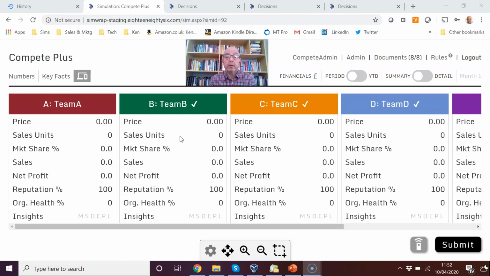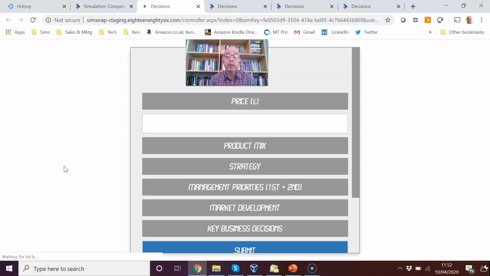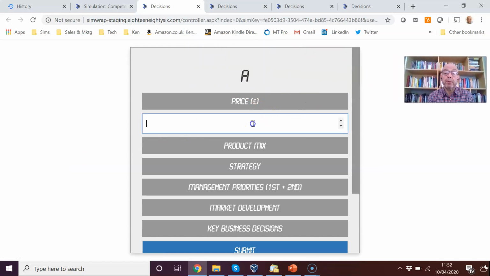So let's look at how decision making works. Each team puts their decisions in using a little mobile controller that the team can put on a mobile phone or a tablet or a laptop. So I'm going to be Team A, and I've got to pick a price. I'm going to just pick a price here. I'm selling my coffee at £2.